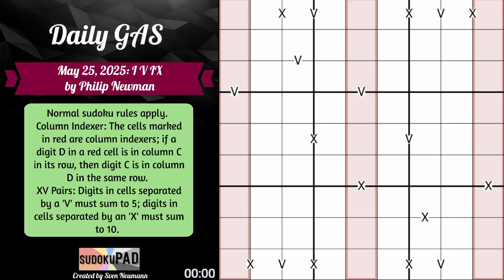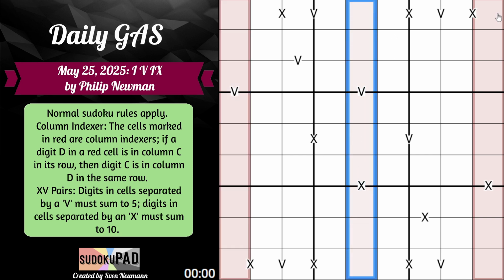XV pairs: digits in cells separated by a V must sum to 5. Digits in cells separated by an X must sum to 10. So what does that mean? Well, columns 1, 5, and 9 here are column indexers. It's our set of red cells.